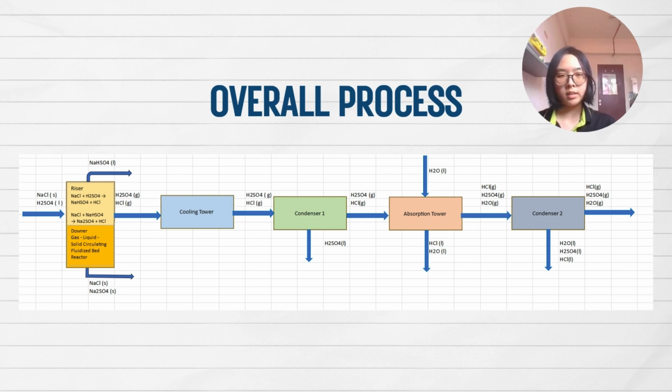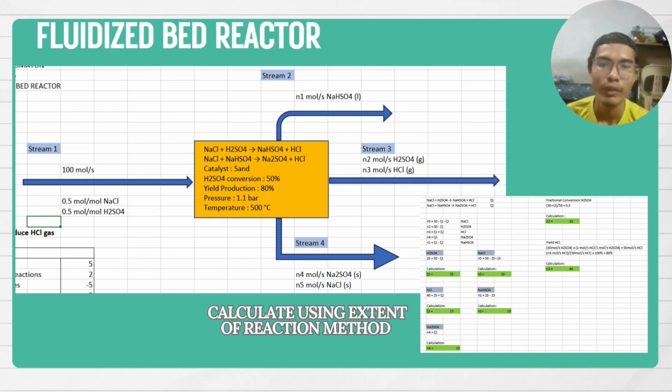A stream of water enters the absorption column to absorb HCl gas into hydrochloric acid. H2SO4 gas, HCl gas, and some water vapor enter condenser 2. In condenser 2, H2SO4 gas, HCl gas, and water vapor will condense into liquid, while some of it exits the condenser in gaseous form. So the first unit for the production is a fluidized bed reactor.